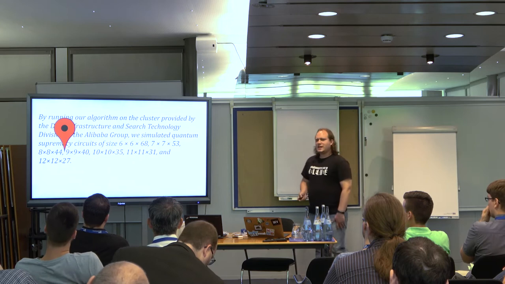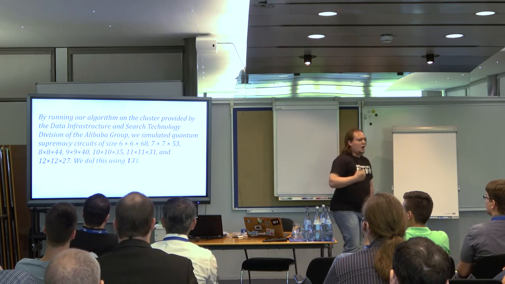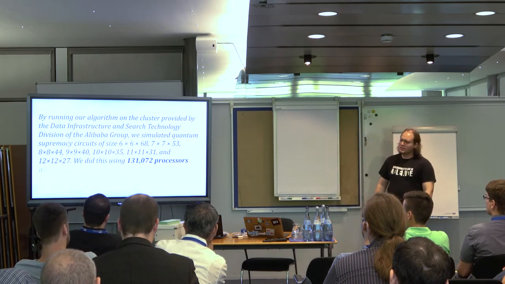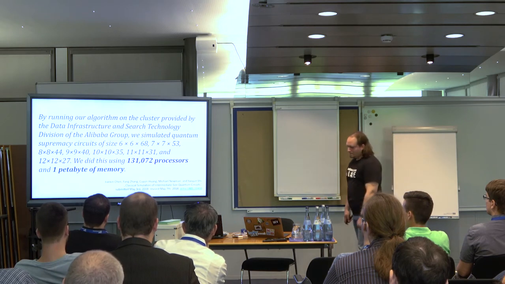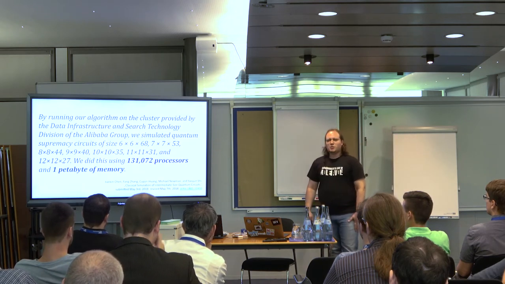And what did they need for that? Well, they used 131,072 processors and 1 petabyte of memory. Those numbers sound large, but what do they mean?